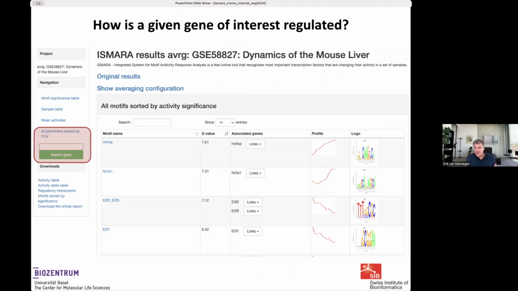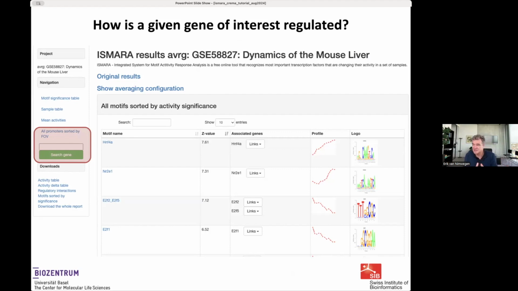All right, so the final thing I want to tell you about is that so far, all the results are from the point of view of the regulators. So you get the most important regulators sorted, and then for each regulator, you can see what genes they target, how they change their activity, where the binding sites are, and so on.